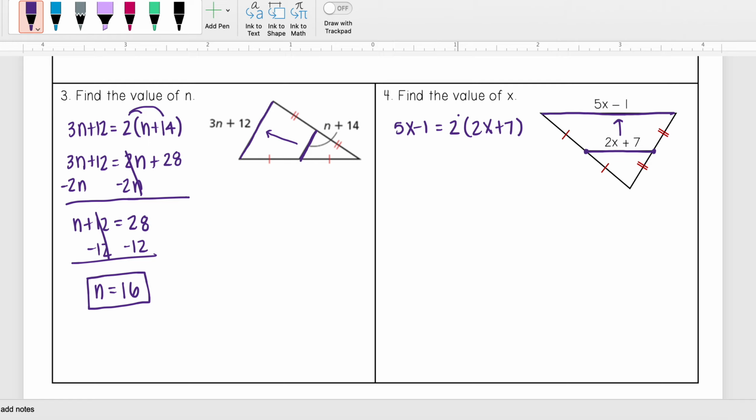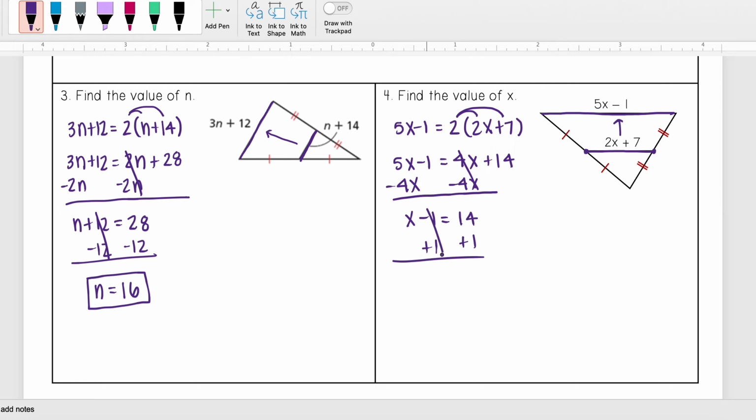So my first step is I'm going to go ahead and distribute that 2. And so I get 2 times 2 is 4x. And 2 times 7, I get 14. Subtract 4x from both sides. And I get x minus 1 is equal to 14. I'll add 1 to both sides, and I get x is equal to 15.